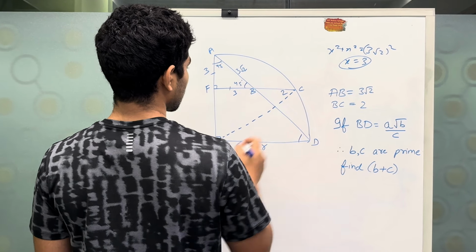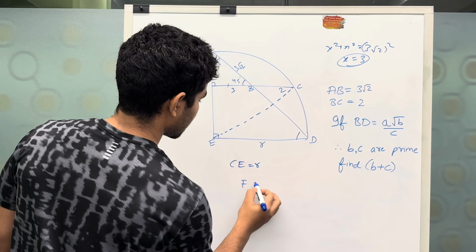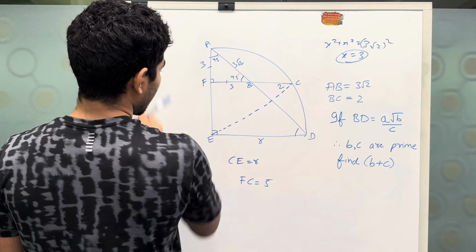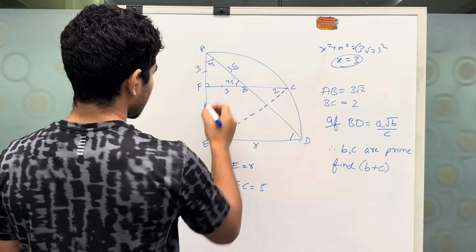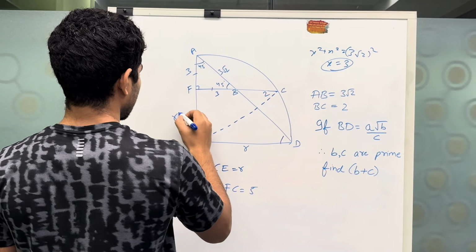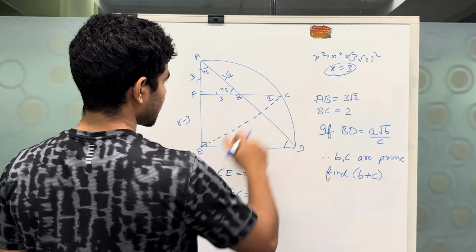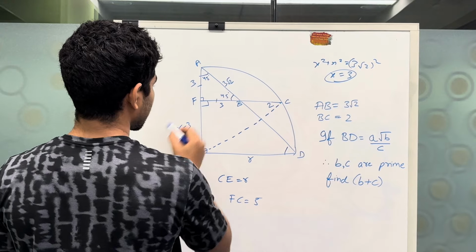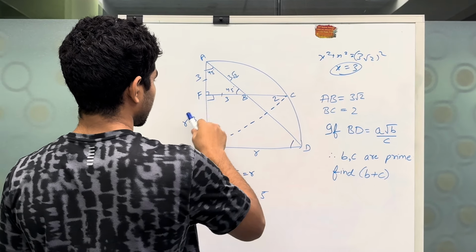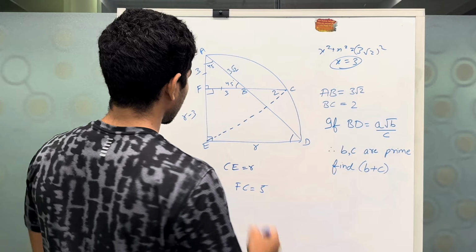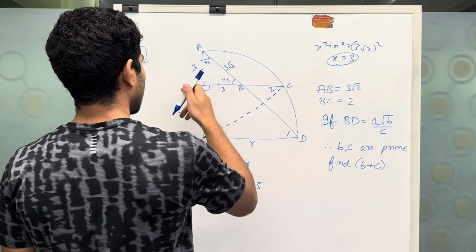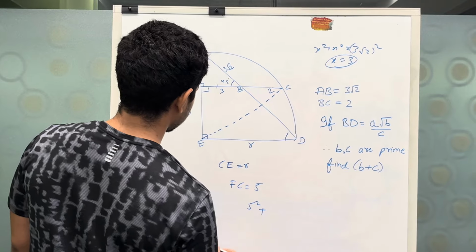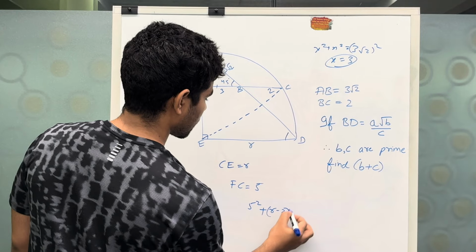We know that this is 2. So complete FC length is 5. Now if length AE is r, AF is 3, then we can say that FE is r minus 3. Also EC is r. Also we know that FC is 5, and this angle is 90 degrees. So we can apply Pythagoras theorem in triangle FEC.